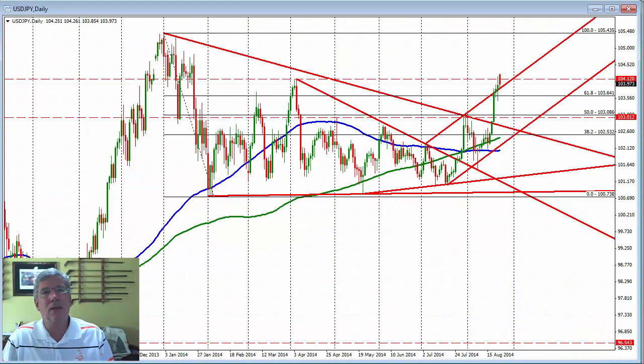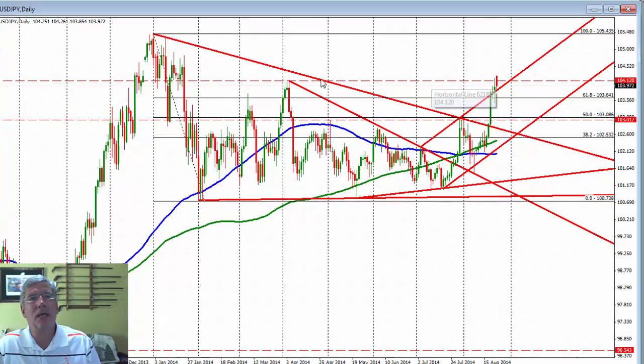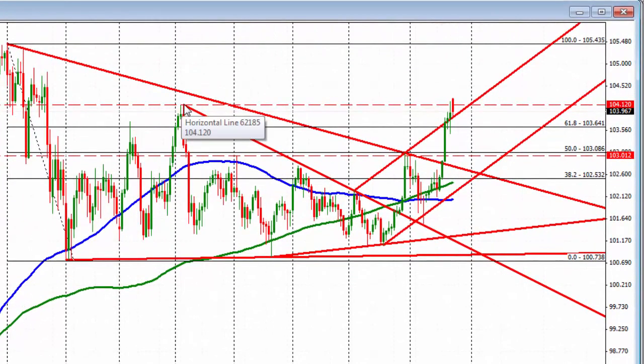Let's look at the dollar versus yen. The dollar versus yen moved to new highest levels going back to January 24th. But it was not able to sustain the move above the April high at 104.12. Guess where we need to get back above if this market is going to continue to move higher? And I think eventually it will move above this 104.12 level, but we need to get above that level in order to push higher.